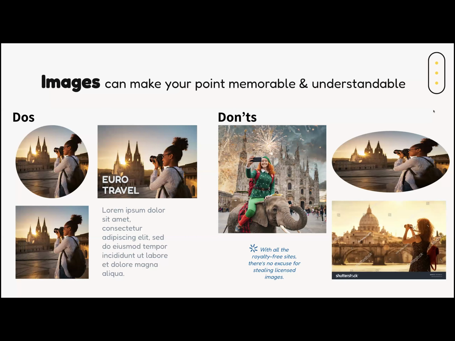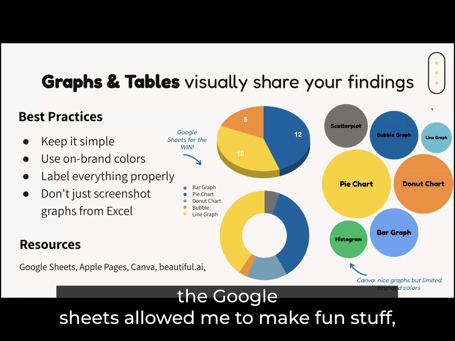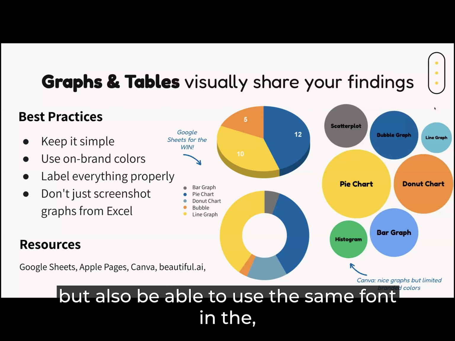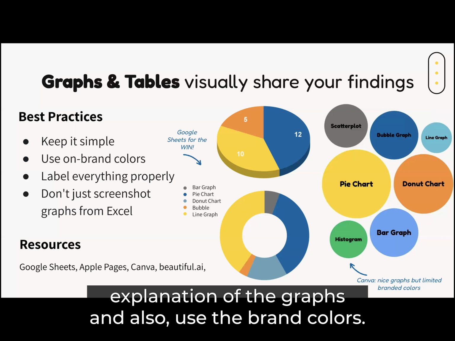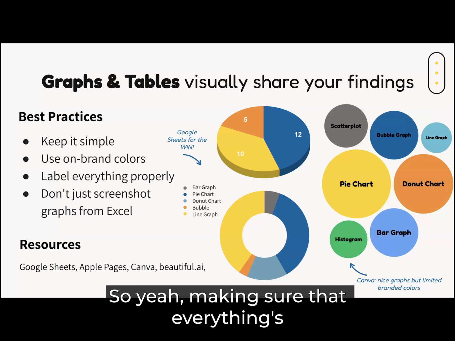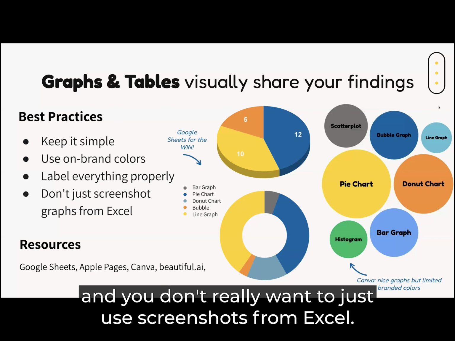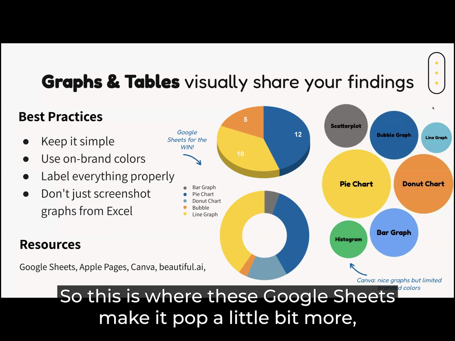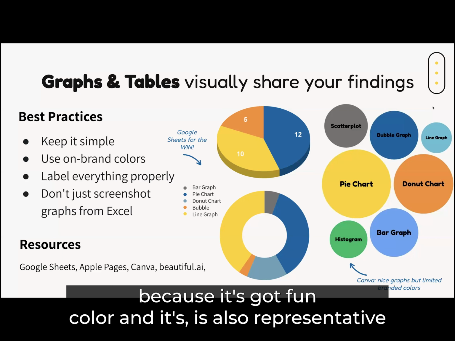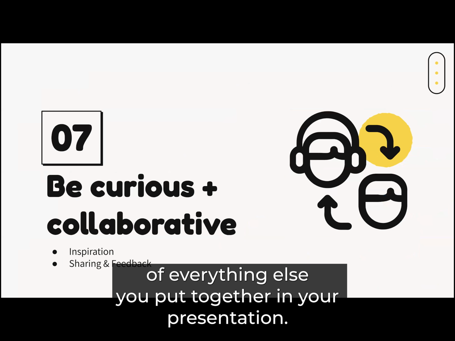aesthetic pop. The Google Sheets allowed me to make fun stuff, but also be able to use the same font in the explanation of the graph and also use the brand colors. That was great. So making sure that everything's labeled, that it makes sense, that it's clear and easy to read is great. And you don't really want to just use screenshots from Excel. That can be really boring. So this is where these Google Sheets make it pop a little bit more because it's got fun color and it's also representative of everything else you've put together in your presentation.